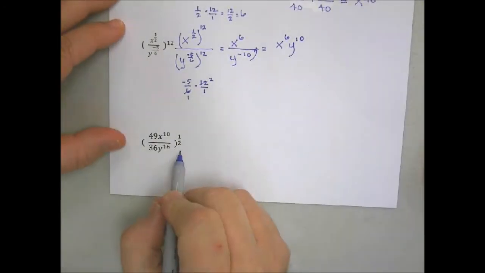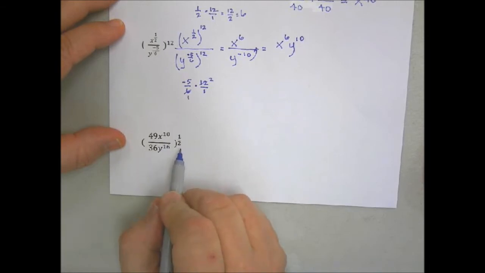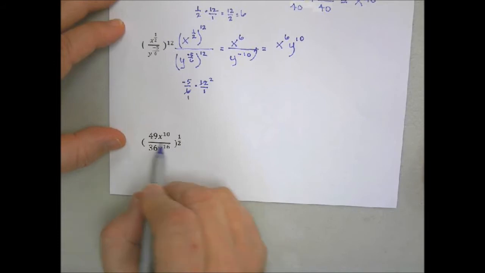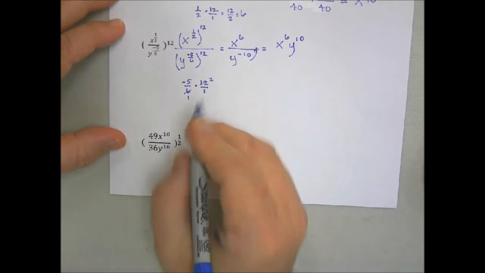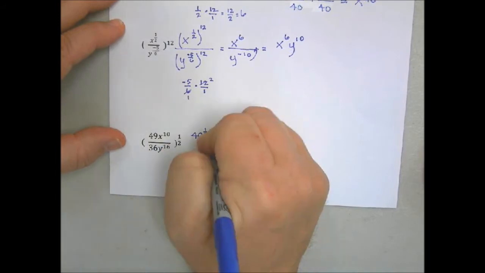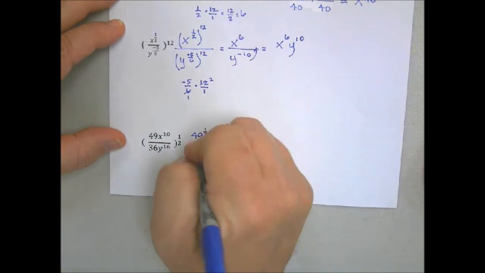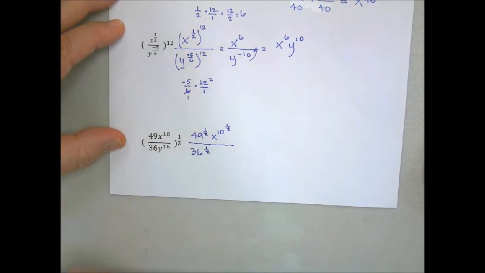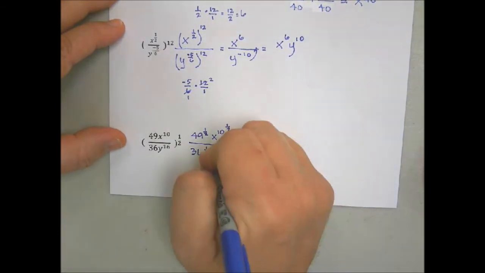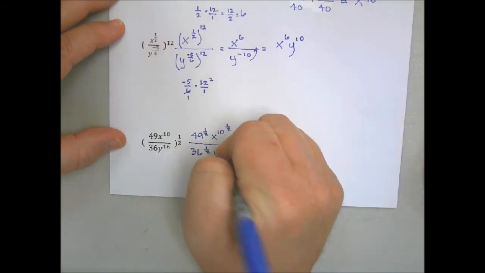Now, the last problem, I'm going to use the same idea. Everything in this problem is getting the 1/2 power. And I can distribute this 1/2 to both parts of this monomial term. So this would be 49 to the 1/2. And this would be x to the 10th to the 1/2. Down here, I'd have 36 to the 1/2. And I'd have y to the 16th raised to the 1/2.